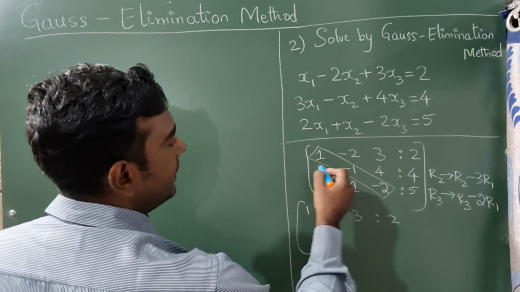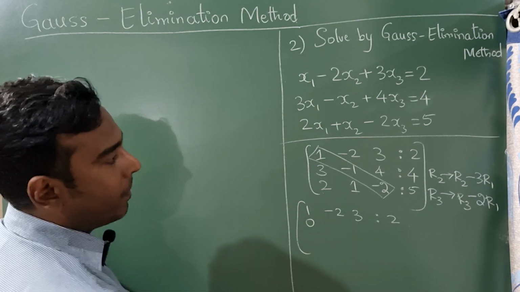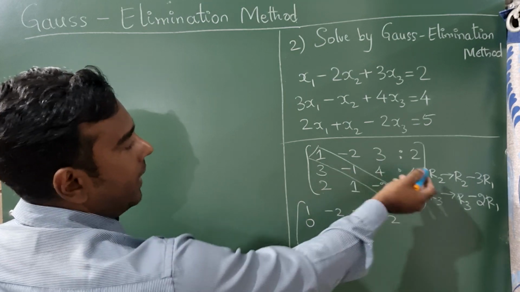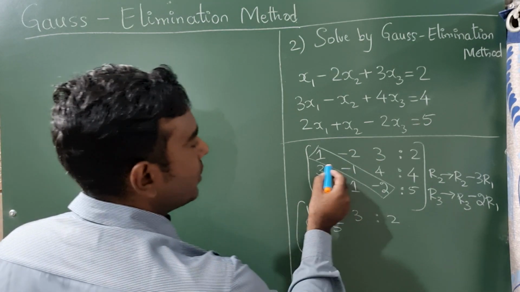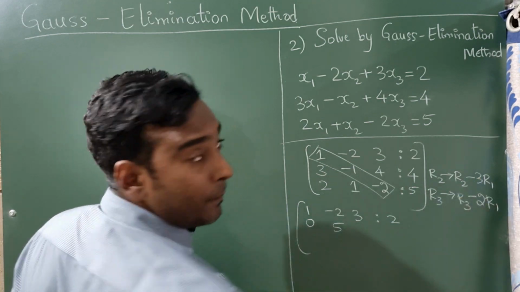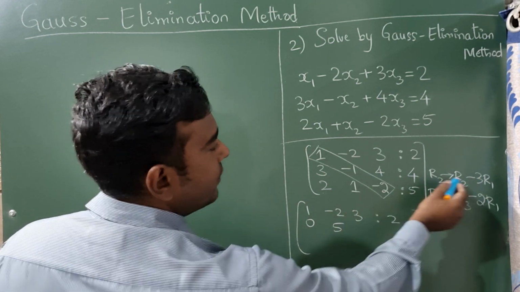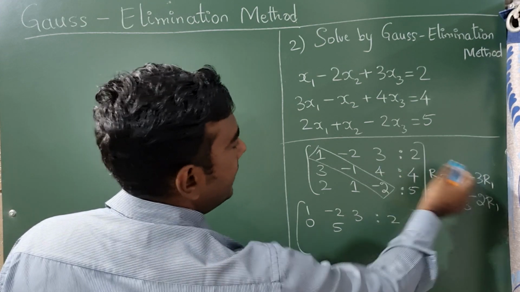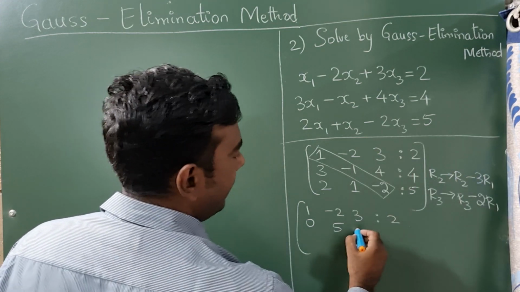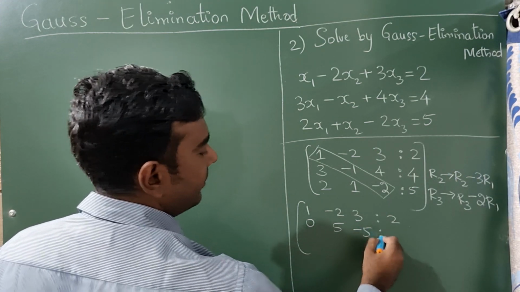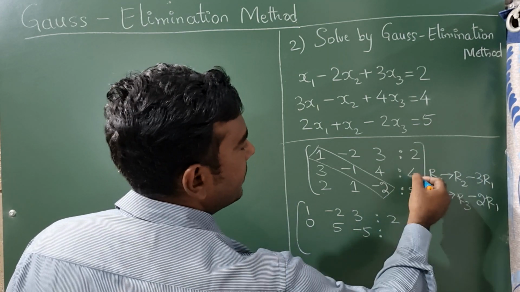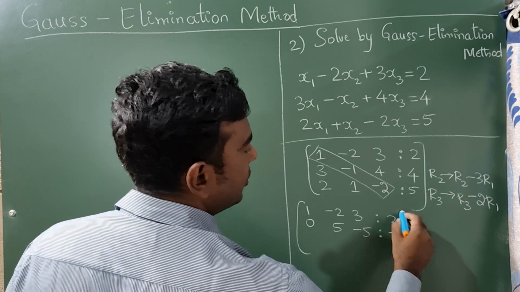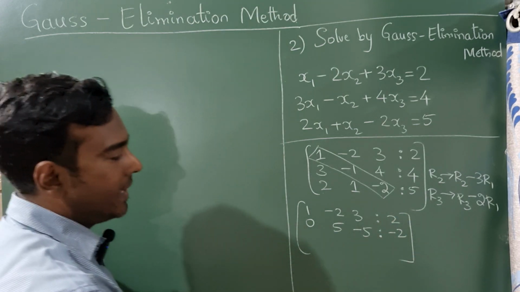This will become 3 minus 3, which is 0. Minus 1 and plus 6 will become 5. You have to substitute the values here. Now R2 is 4 here. 3 3s are 9, so 4 minus 9 will become minus 5. Now R2 is 4 here. Minus 3 2s are 6, 4 minus 6 will become minus 2. I hope you are understanding.